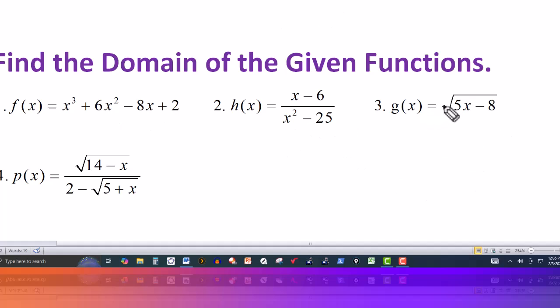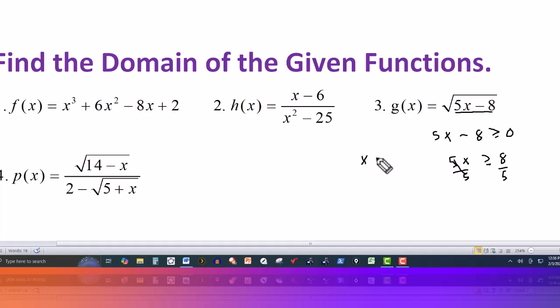For a function involving a square root, the square root of a negative is not a real number, and we're only looking at real numbers. So all you have to do is take the radicand. 5x minus 8 has to be greater than or equal to 0. We just solve this inequality. Adding 8 to both sides doesn't change the inequality. Dividing by 5, a positive number, doesn't change the sign of the inequality.